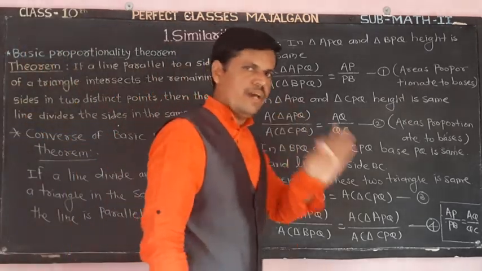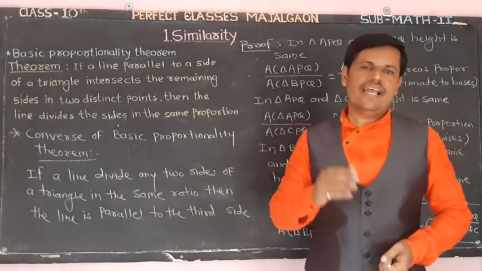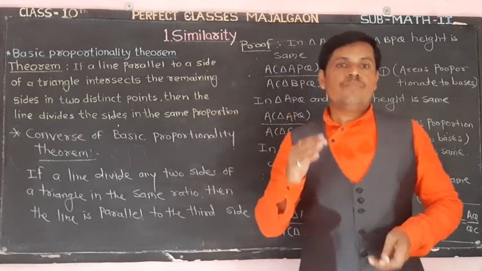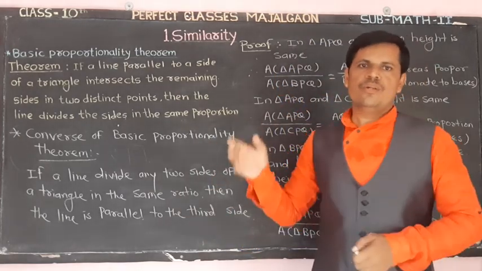Today we stop here. In the next video we see the property of the angle bisector of an angle of a triangle and the property of three parallel lines. In the next video, we see these two properties. Today, we stop here.